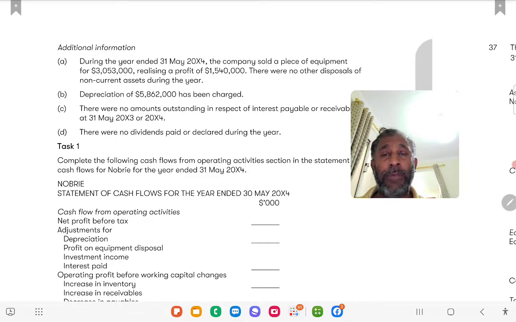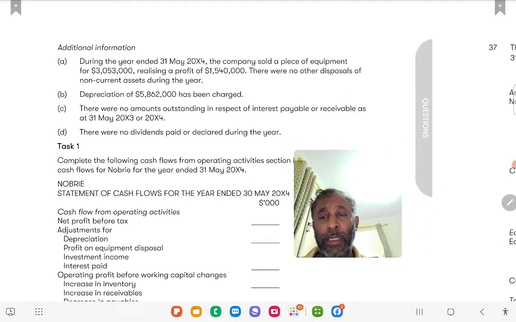During the year ended 31st May 2014, the company sold a piece of equipment for 3,053,000, realizing a profit of 1,540,000. There were no other disposals of non-current assets during the year. Depreciation of 5,862,000 has been charged. There were no amounts outstanding in respect of interest payable or receivable as of 31st May 2013 or 2014. There were no dividends paid or declared during the year.